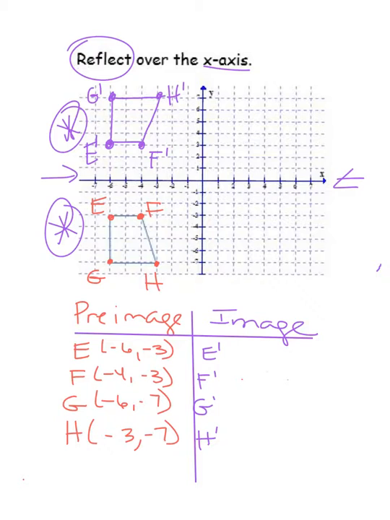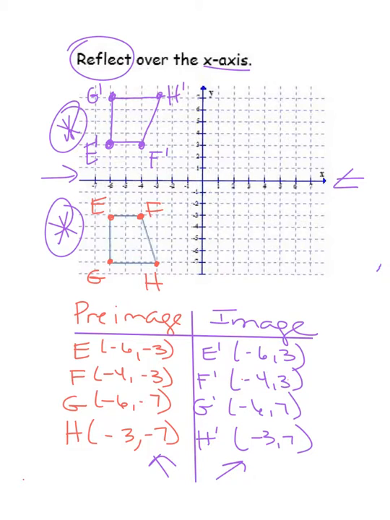So E prime has the values of -6, 3. My coordinate for F prime is -4, +3. For G prime, I have -6, +7. And for H prime, I have -3, +7.